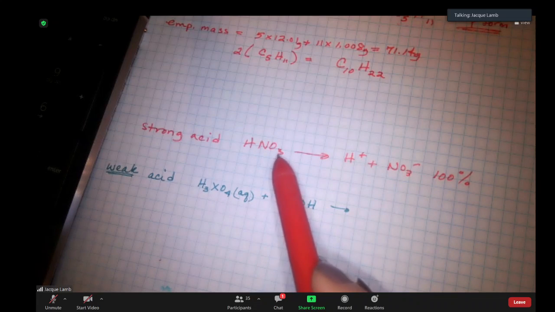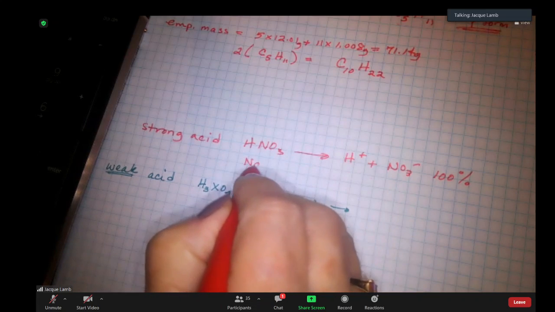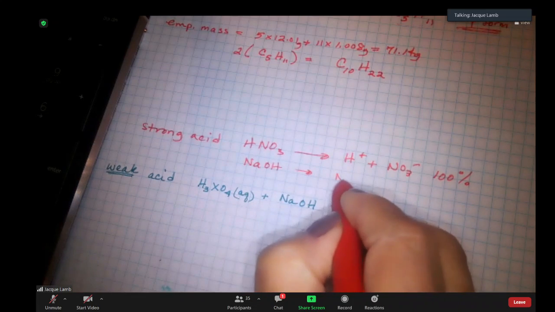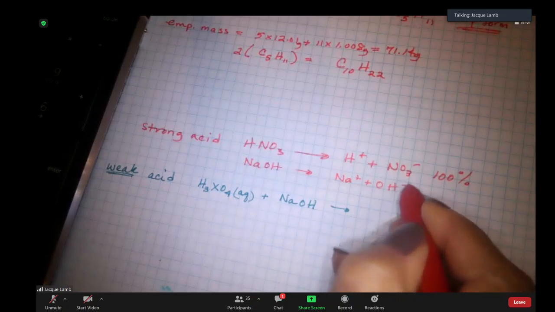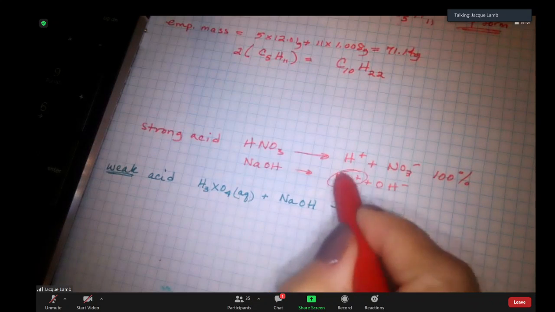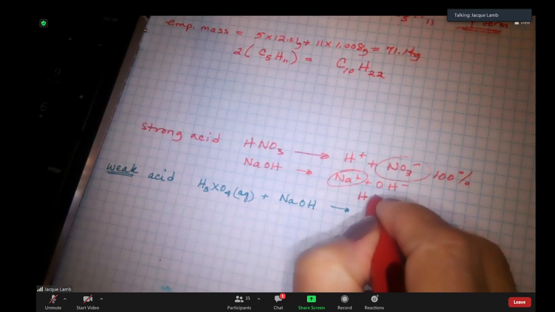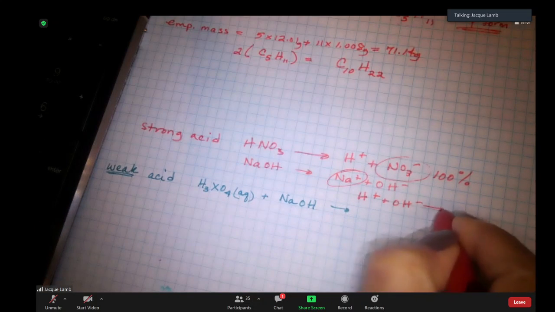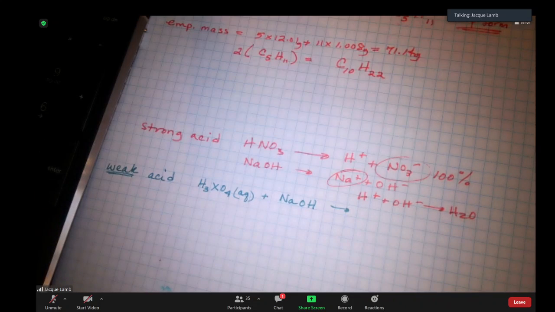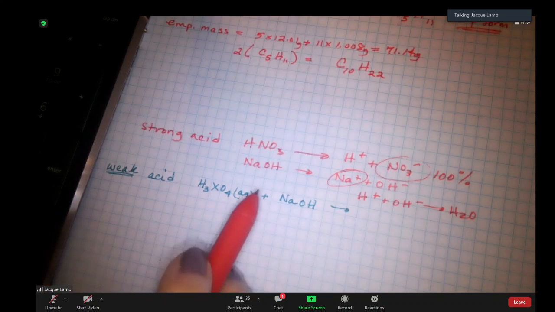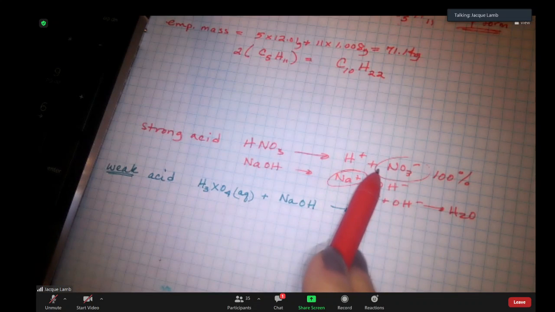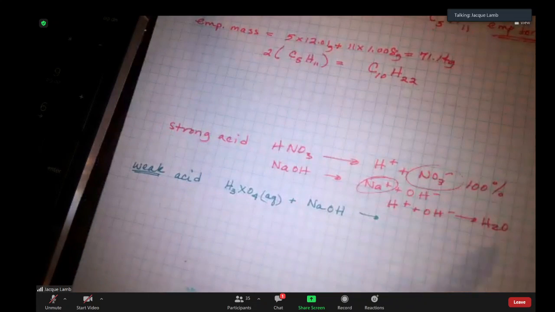NO3 minus is a spectator ion. If you are titrating this with NaOH, and that dissociates into Na plus and OH minus, the sodium ions and the nitrate ions are spectator ions, and the net ionic equation is H plus plus OH minus going to water. And I told you that that was true only for strong acids. Weak acids, because they don't dissociate completely, you can't write them as ionized because they aren't 100% ionized.